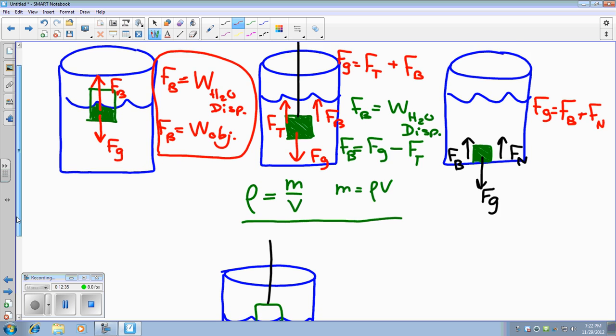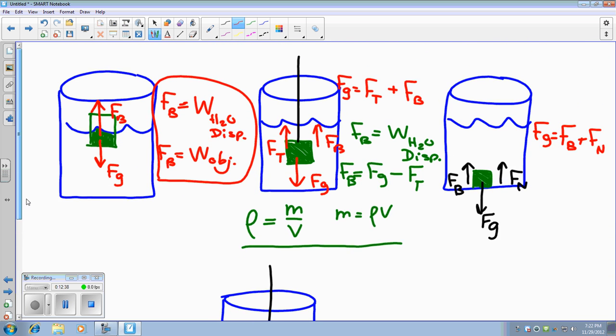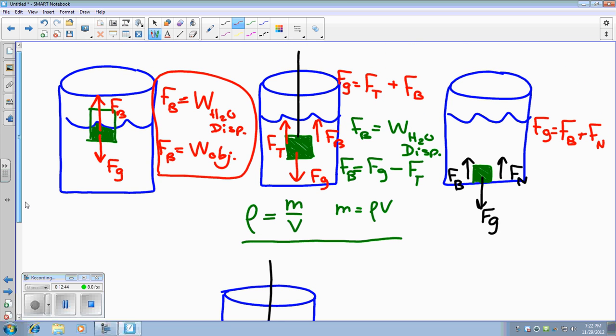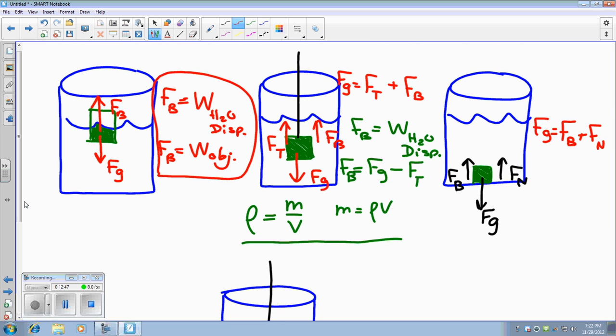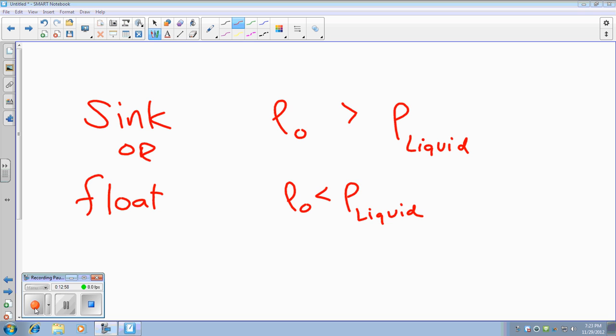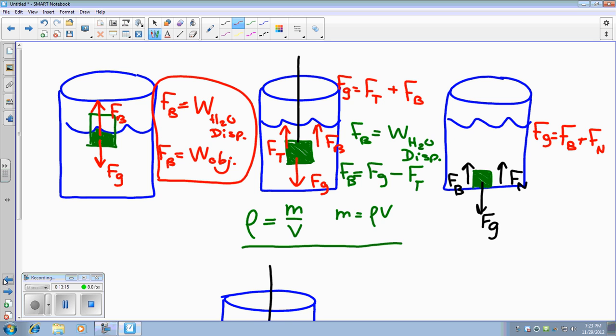Now, something really fun to tickle your brain with is thinking about what scenarios make an object sink, and what scenarios make an object float. Sorry, I keep going up and down on the screen there. I want to jump to a new slide for a second and then come back. So let's play the game. Will it sink or float? And really the key here is to think about the densities. If the density of the object is greater than the density of the liquid, it's going to sink. If the density of the object is less than the density of the liquid, it's going to float. Now let's jump back and look at this last challenge problem here.